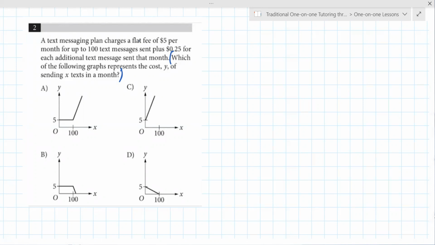Which of the following graphs represents the cost Y of sending X texts a month? The text messaging plan charges a flat fee of $5 per month. So I'd say C again. So C says it started at 5 and then goes up a little bit each month. And that is true by the number of text messages.